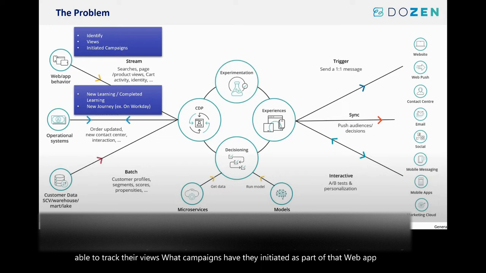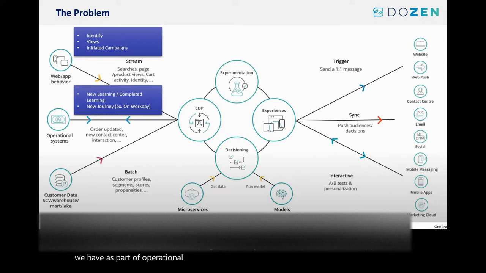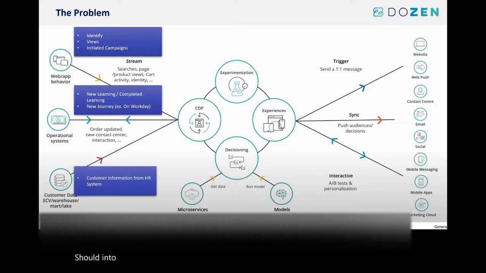As part of operational systems, we have any new learning that has been assigned to them or completed by them, and new journeys, such as when they start any self-service or any journey they've started on Workday, for instance. We want to identify that and push it into CDP. And as I said, we want to get the customer information from the HR system. So these are all the inputs we have.